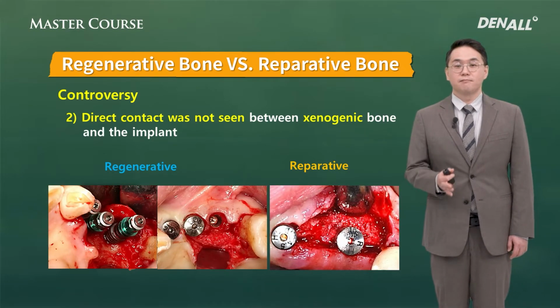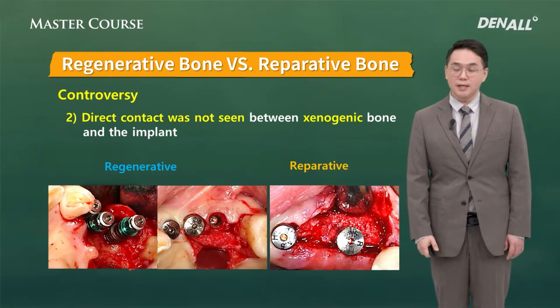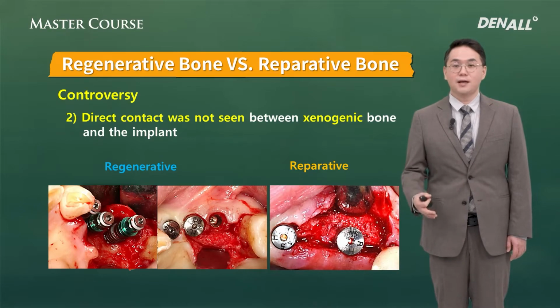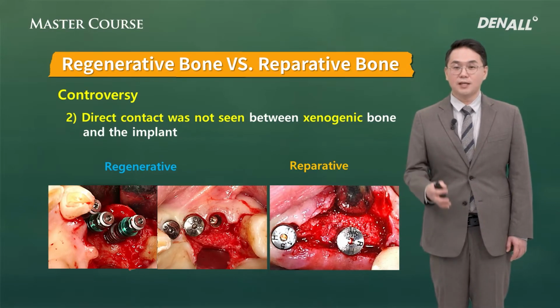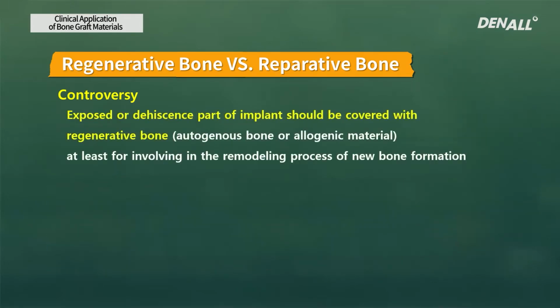As you can see, xenograft material is used in the posterior region. It cannot be replaced with the patient's own bone around the implant. The bone-implant contact ratio, the BIC, is very unfavorable, and this is what I think. The exposed implant can be covered with GBR.